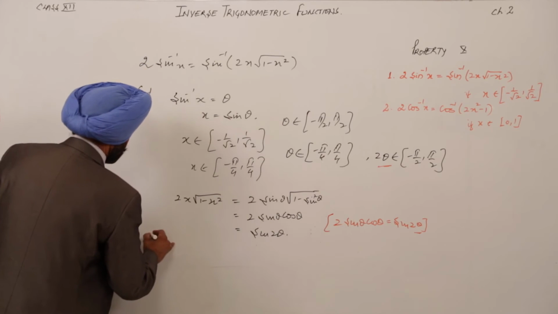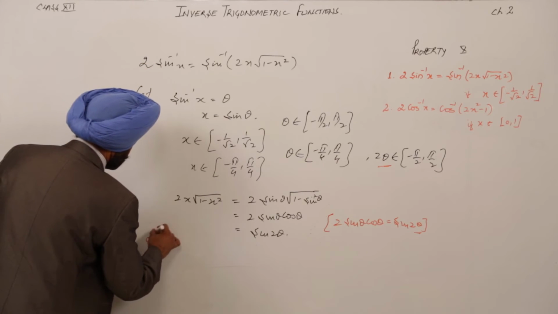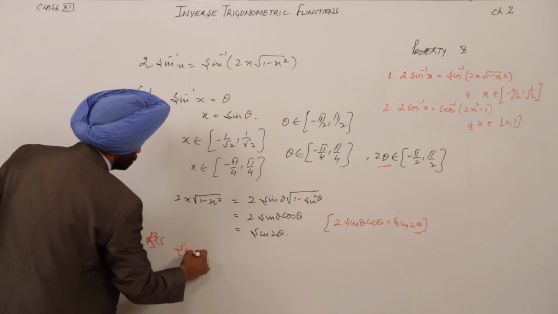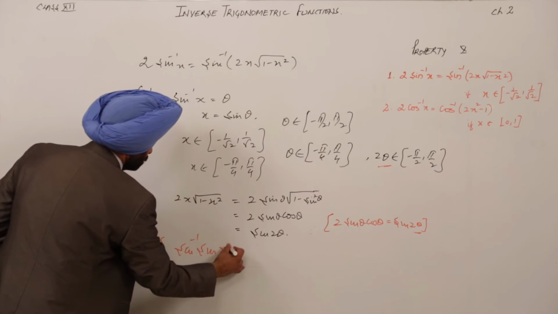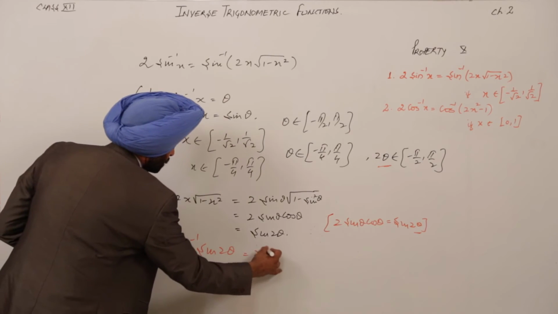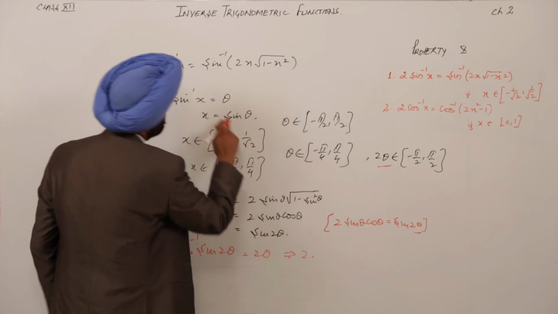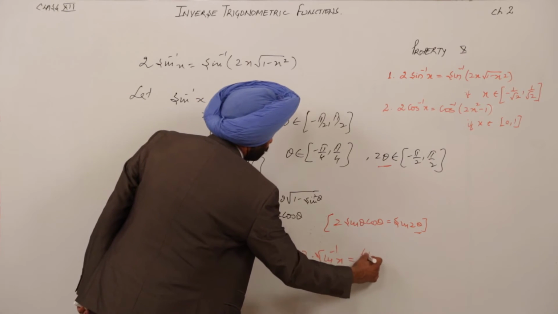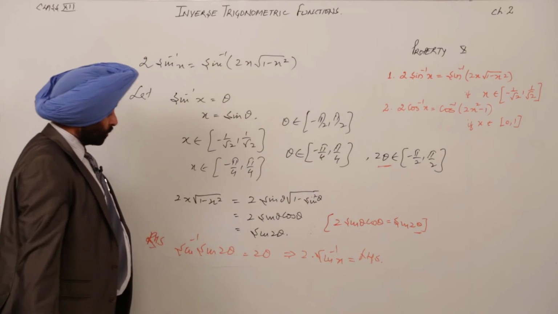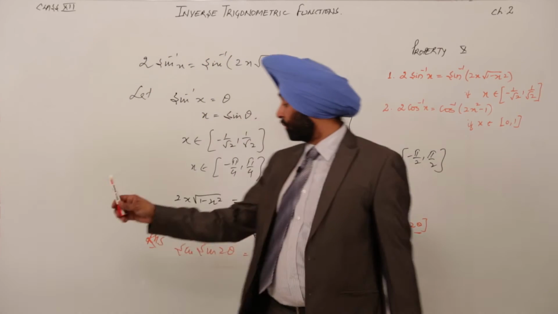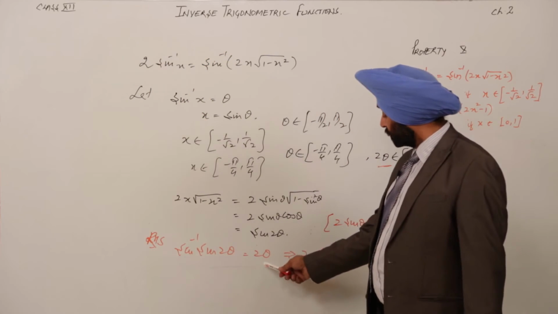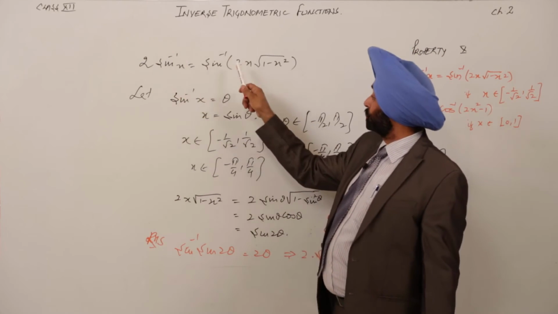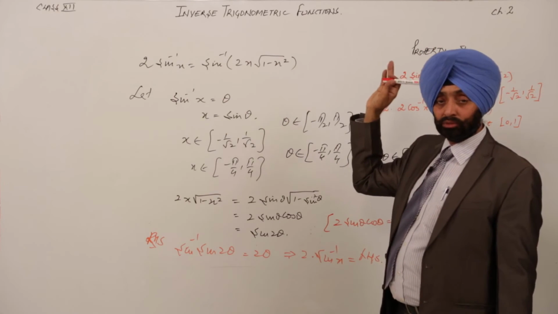So now what is the right hand side? Right hand side is this part, sine inverse sine 2 theta, and this becomes 2 theta, and further 2 times theta is what? Sine inverse x, and this is the left hand side. So we have proved the property that sine inverse sine 2 theta is equal to 2 theta, which is 2 sine inverse x, or we can write 2 sine inverse x is equal to sine inverse 2x under the root 1 minus x square.